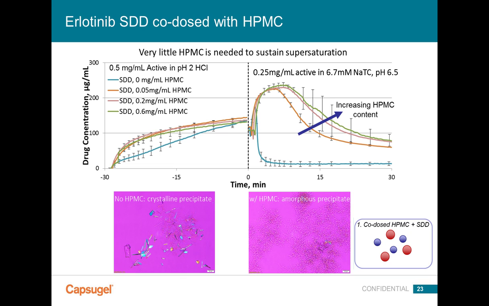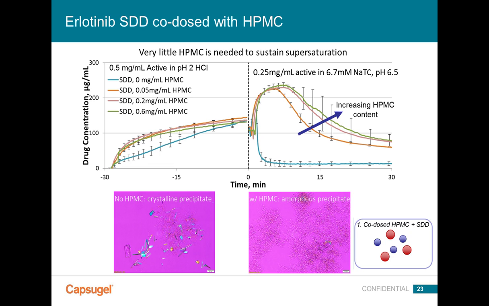Here's an example of the first architecture where we use the Eudragit L100 Erlotinib SDD and co-dose that with HPMC. This dissolution test is again a gastric to intestinal transfer test with 30 minutes of pre-exposure in gastric. However, here the concentration is monitored by a UV probe rather than by HPLC.